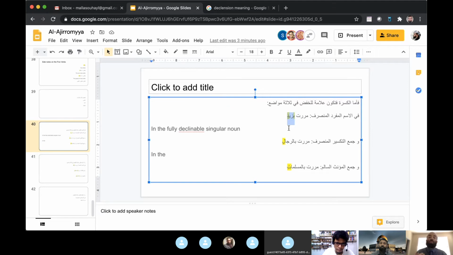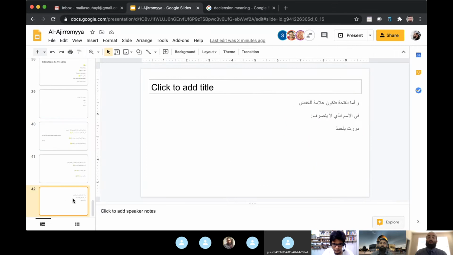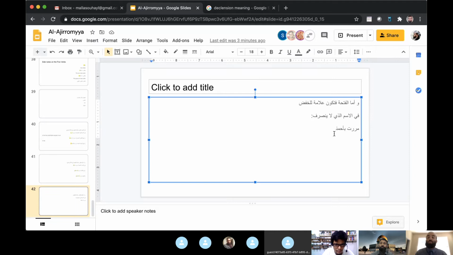That is the default whenever we want to make a singular noun makhfud or give it the inflection of al-khafad, we give it al-kasra. But here we're not following that rule. Even though it's a singular noun, we're putting a fatha to indicate khafad. Why? Because this noun is partially declinable. It does not accept a kasra or tanween.